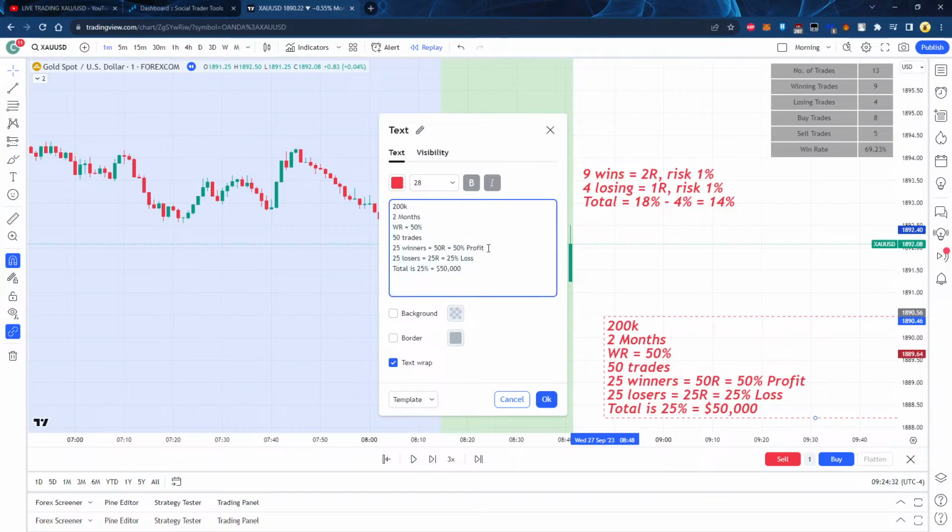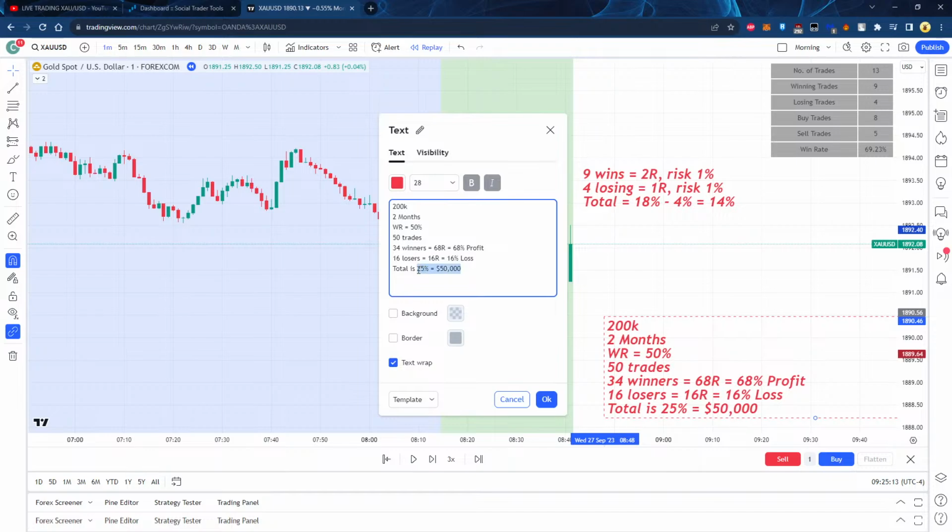So we'll say, because 69% equals 34.5, we will just say you won 34 trades. Let's say you won 34 trades, which means you have 68R, because you win 2R every time. That's 68% because you're risking 1% per trade. And now your losers are basically 16R, and you lost 16%.